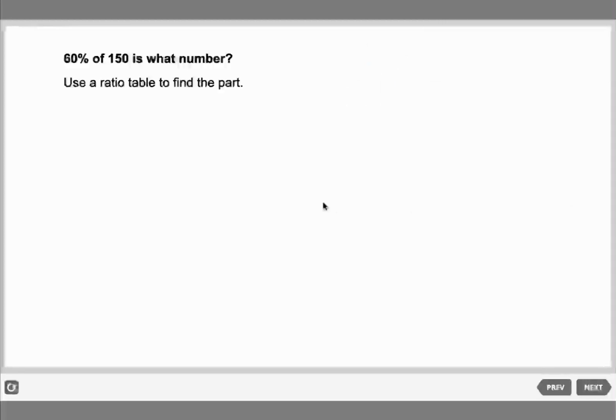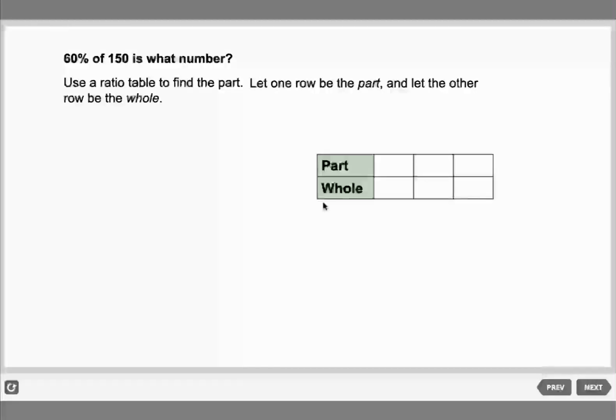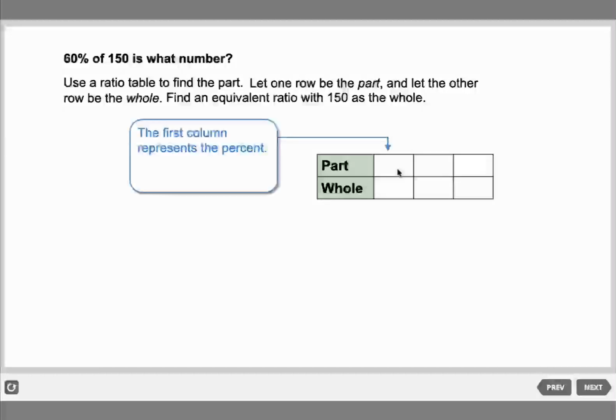We will use a ratio table to find the part. Let one row be the part and the other be the whole. So in the part here, the percent is 60 over 100. So 60 is the part and the whole is 100. And now, what is 150? Is it the part or the whole? Help me, my heroes. 150 is the part or whole?